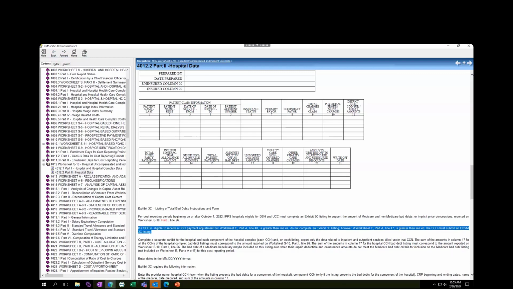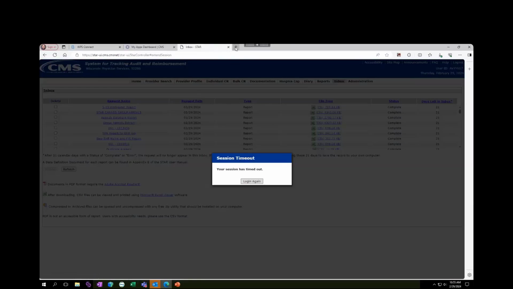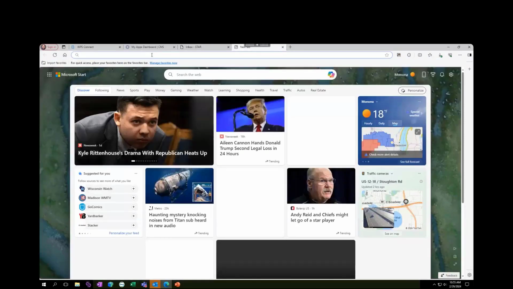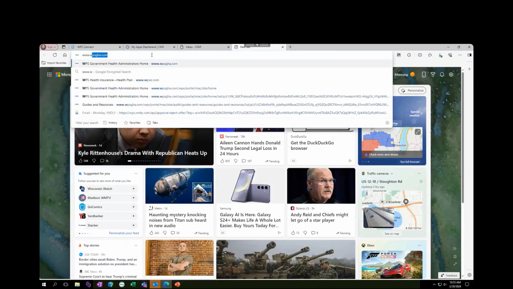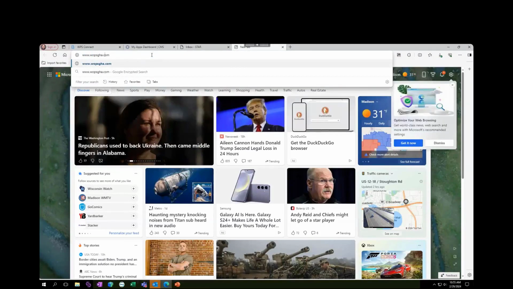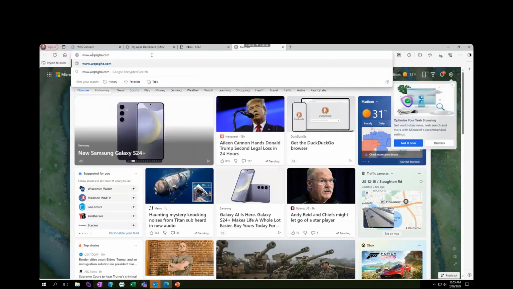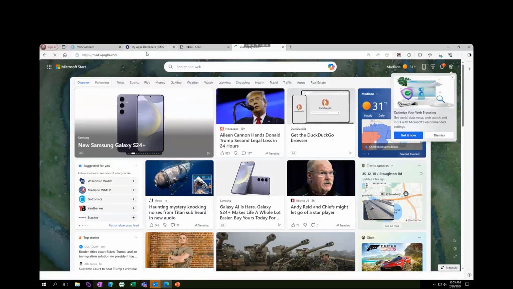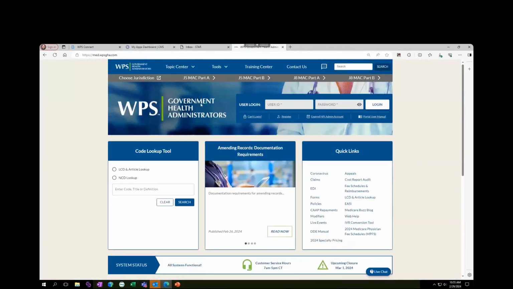But on that note, I'm kind of jumping a little bit ahead, but let me show you our own internal website here. By the way, the website has changed. It used to be WPSGHA.com. Now it's med.WPSGHA.com. And if you go out here, there's a search bar still, so you can find it that way.